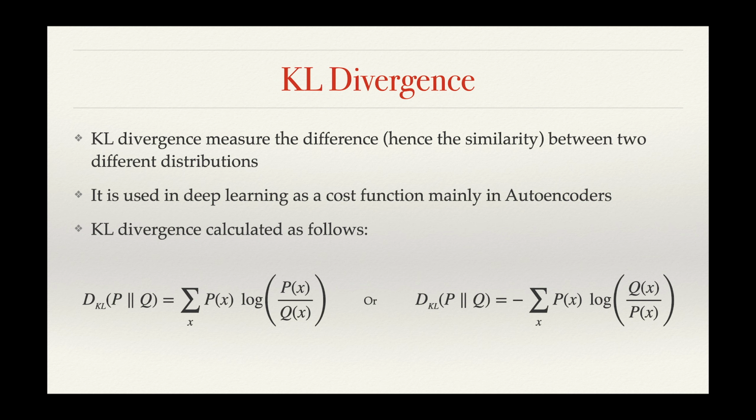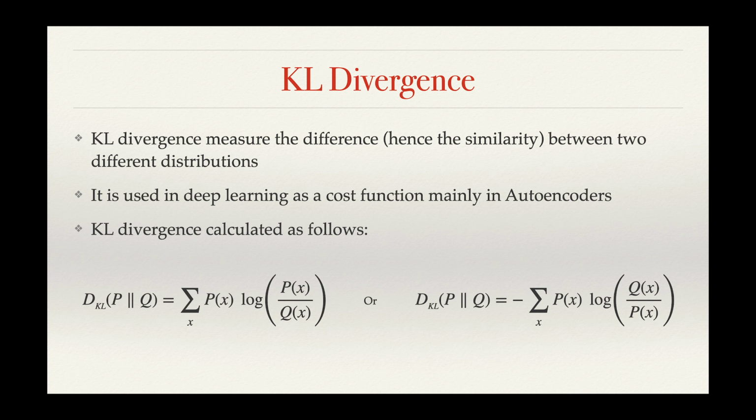Now this is the entropy. Something else to know to get to the similarity is the KL divergence. The KL divergence measures the difference between two different distributions, which means similarity. We have seen that when we measure the difference between two points, for example the distance between two points, that basically was used for similarity.